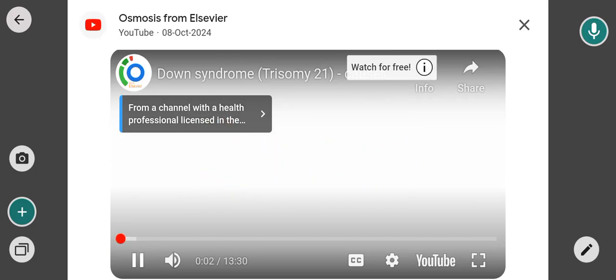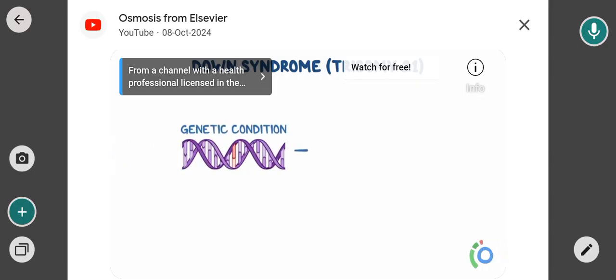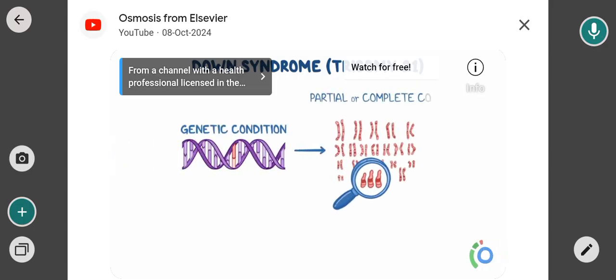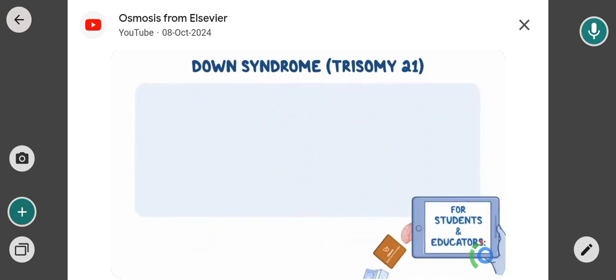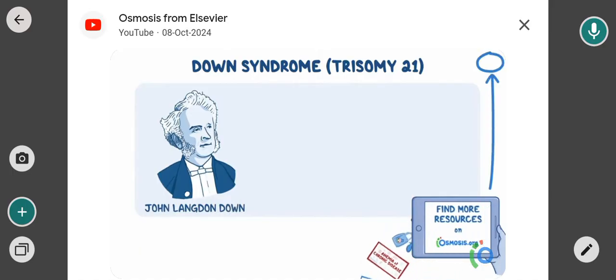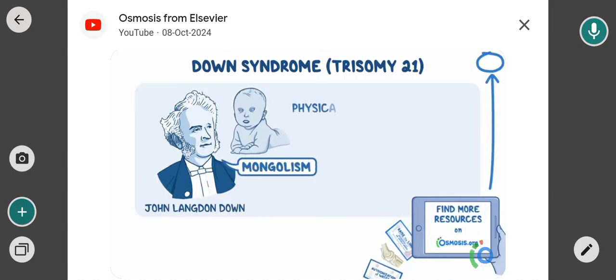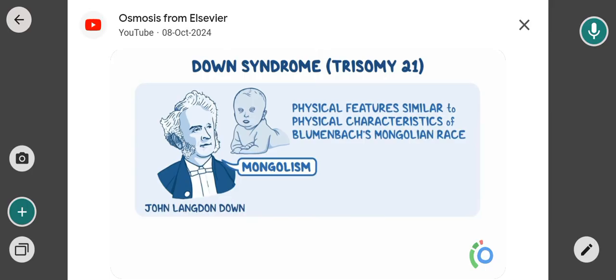Down syndrome, or trisomy 21, is a genetic condition associated with a partial or complete copy of the 21st chromosome. Down syndrome is named after a British doctor, John Langdon Down, who first described this condition as Mongolism because the physical features of these individuals were similar to the physical characteristics of people from Blumenbach's Mongolian race. Since the name was inaccurate and pejorative, in the 1970s, the name was changed to Down syndrome.